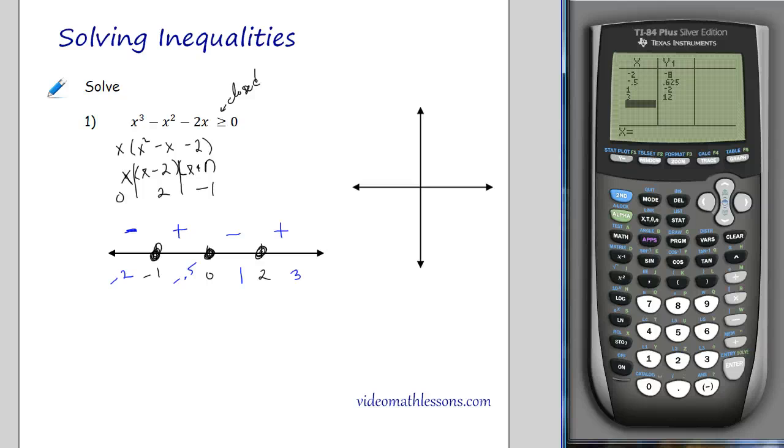And so this is what I'm going to use to help me sketch. Right? So I haven't even looked at the graph yet. So let's take a look at this. So I have a root at -1, and I have a root at +2.